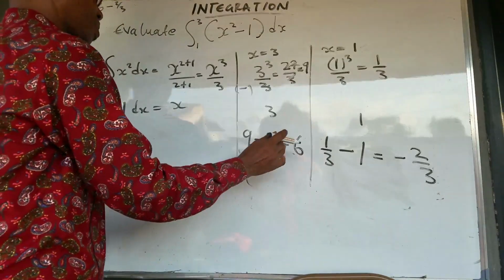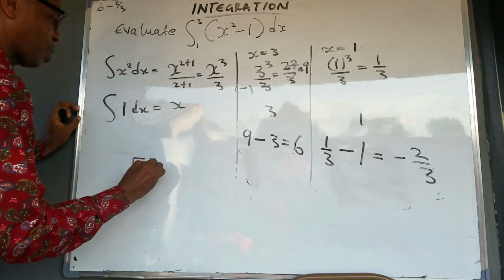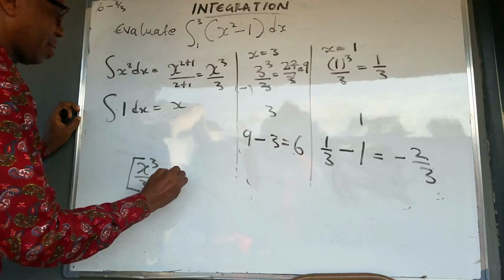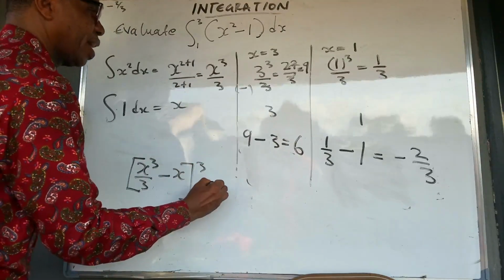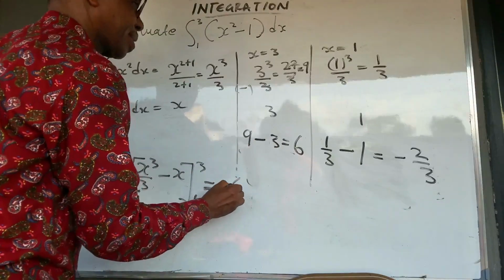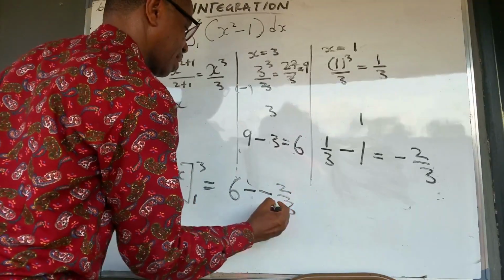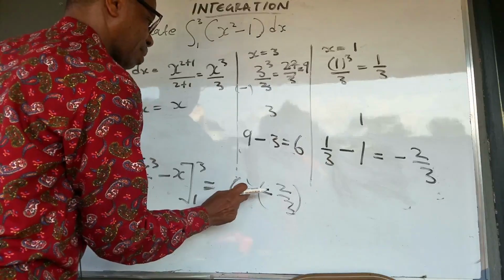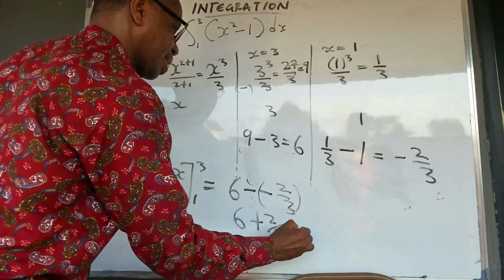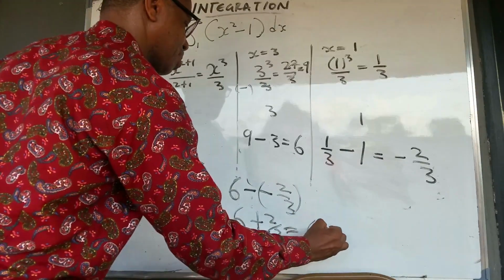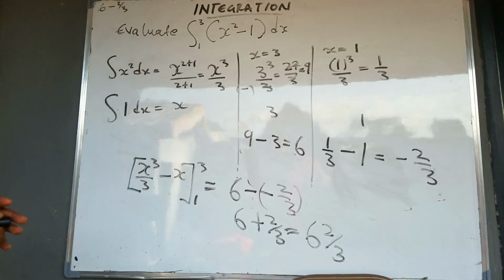Now we have gotten the two sides. So in other words, the actual equation, x cubed over 3 minus x, evaluated from 3 and 1, is equal to 6 minus minus 2 over 3. Okay? Then minus minus is absolutely plus. So now I have 6 plus 2 over 3. And our final answer is 6 whole number 2 over 3. That's the answer to that particular question that year in integration.